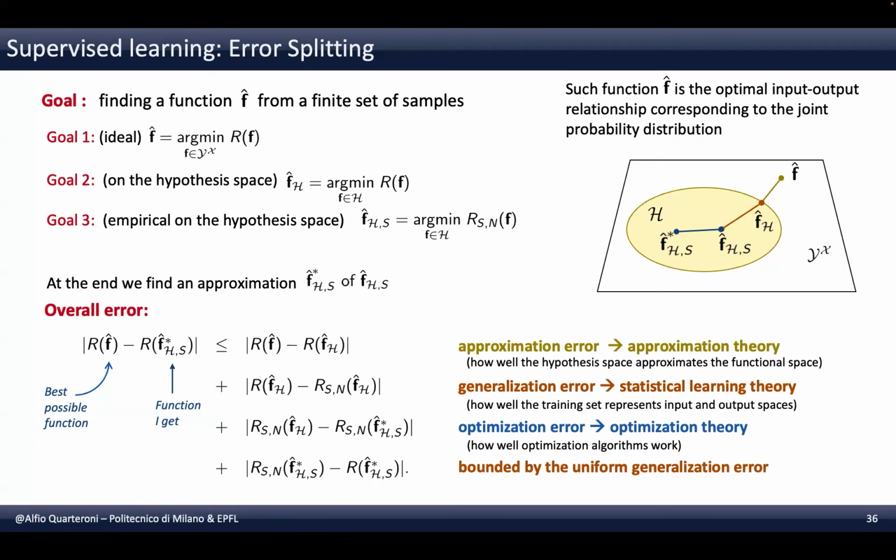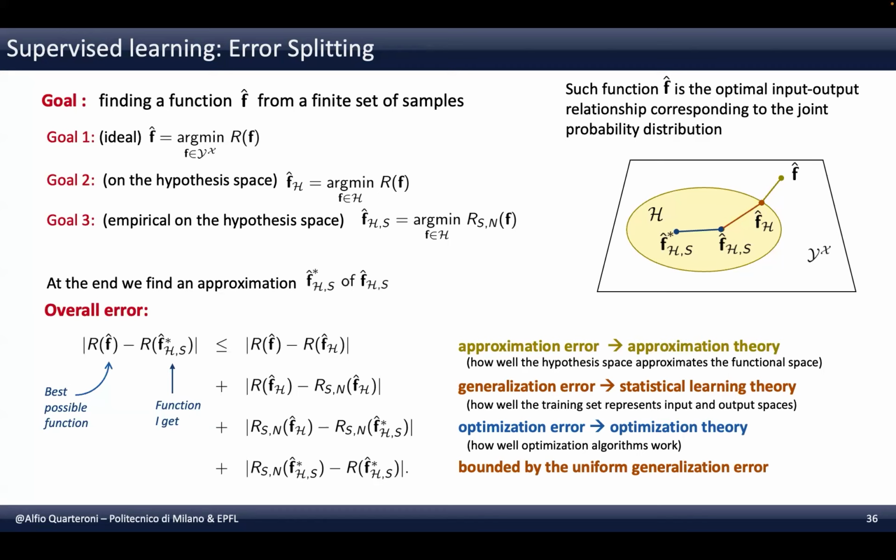So in principle, if you want to measure, if you have an idea of the error, you can try to find the discrepancy between R of f hat, the empirical risk, minus R of f hat star HS. And by the triangle inequality, you can have the sum of three different kinds of errors. The first error is basically the approximation error: how well you approximate your space by the hypothesis space. And this is the error that you have in a Galerkin approximation, say.